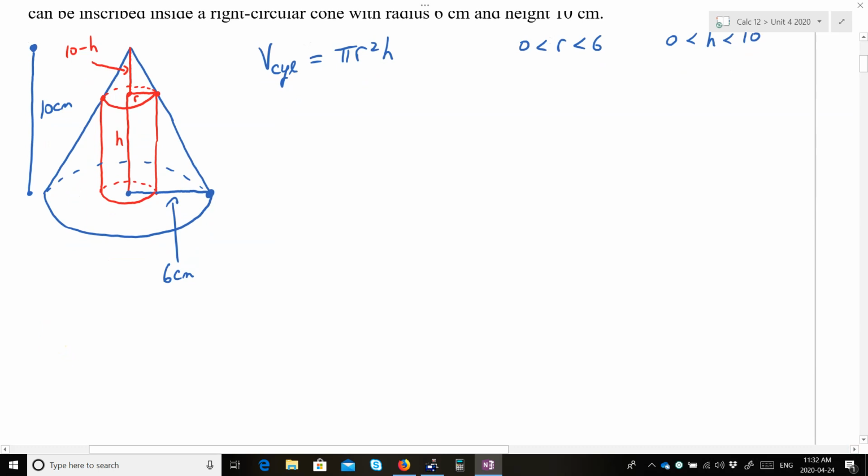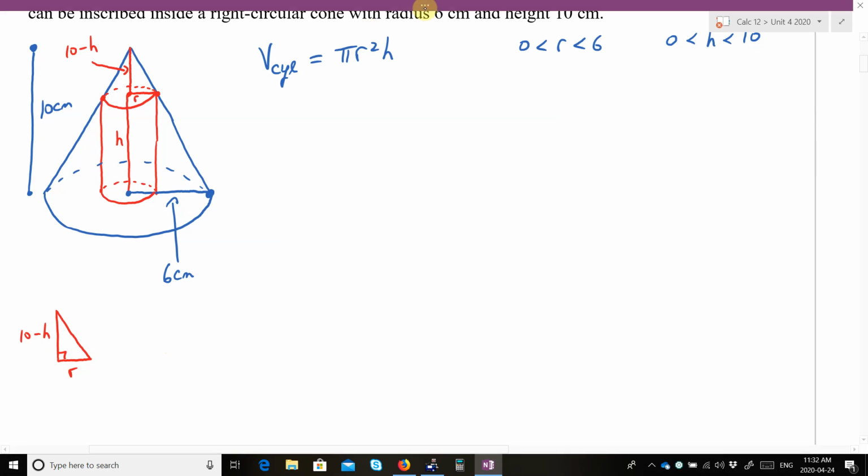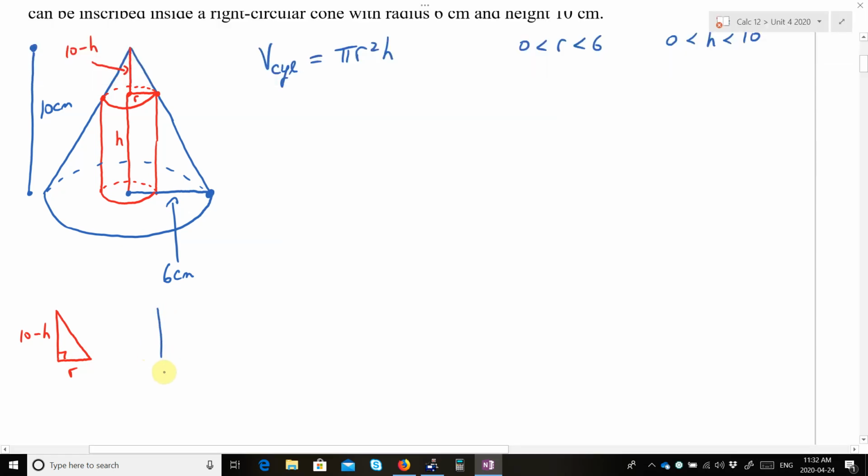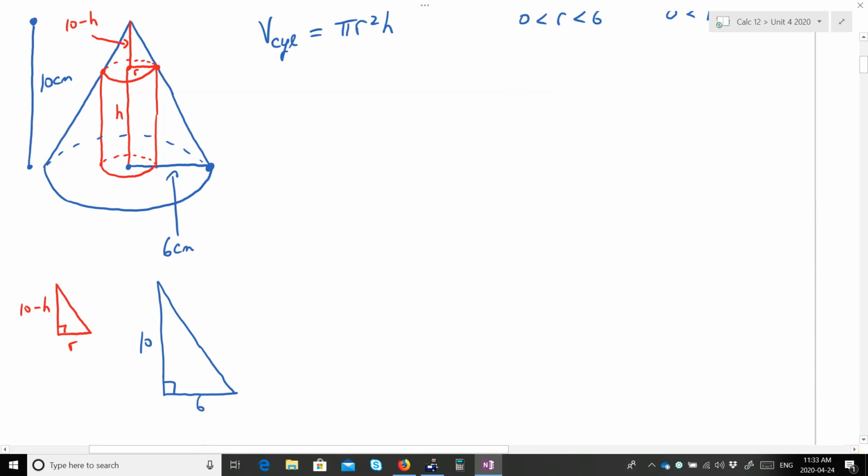And so the similar triangles that we have would be this: that little one up at the top, the little 90-degree triangle, and it has the 10 minus h side and the r side. So that little triangle, and then the other one is the big 90-degree triangle that goes from the top of the cone all the way to the bottom. And of course, I'm going from the top of the cone to the bottom, so that's 10. And then I'm going from the center of that circle at the bottom to the edge, so it's the radius of the cone. So those are my similar triangles.